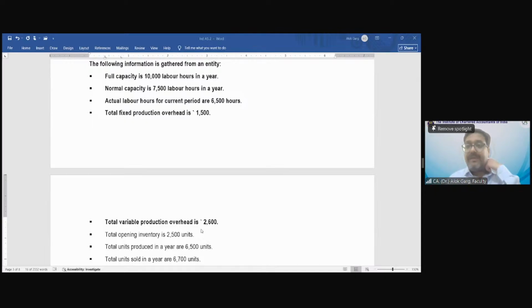For example, I am paying a rent of 30,000 rupees per month. If I produce 10,000 units, my per unit cost will be different. If I produce 50,000 units, per unit cost will be different. So variable overhead per unit will always be fixed, but not necessarily fixed production overhead per unit.